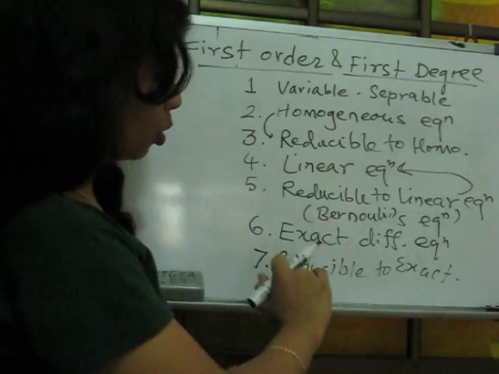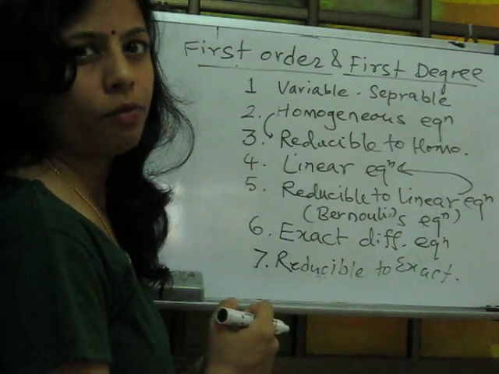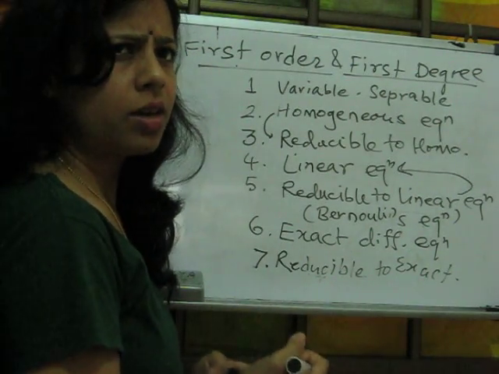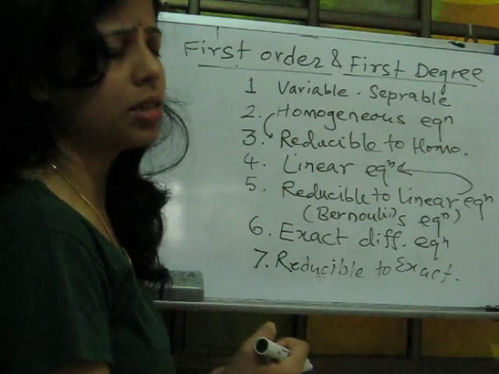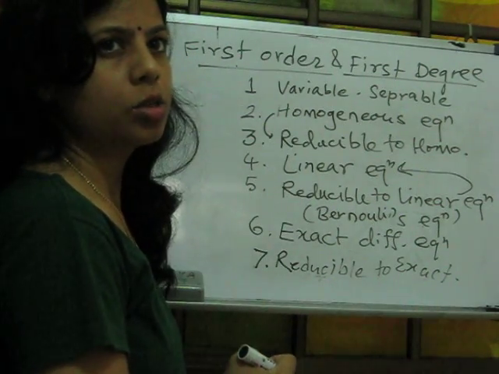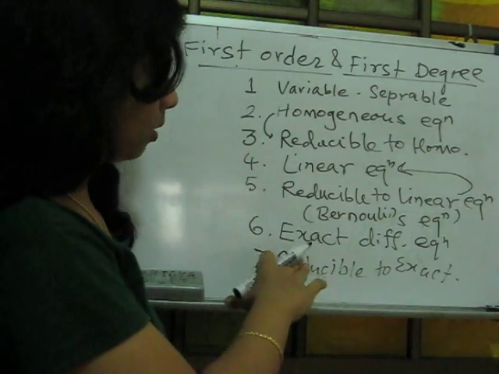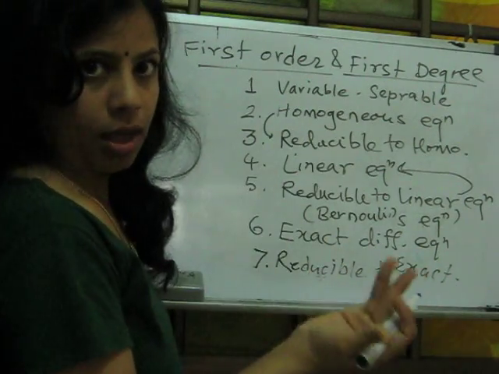I heard this is the most complicated because there are many different types of methods for exact equations. We have to learn many things for reducible to exact, how we can solve reducible to exact. One more thing I have to explain now.